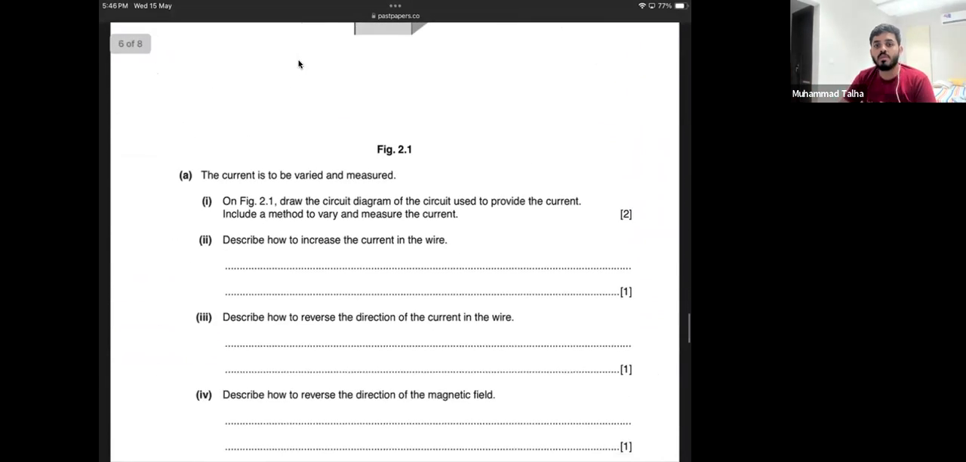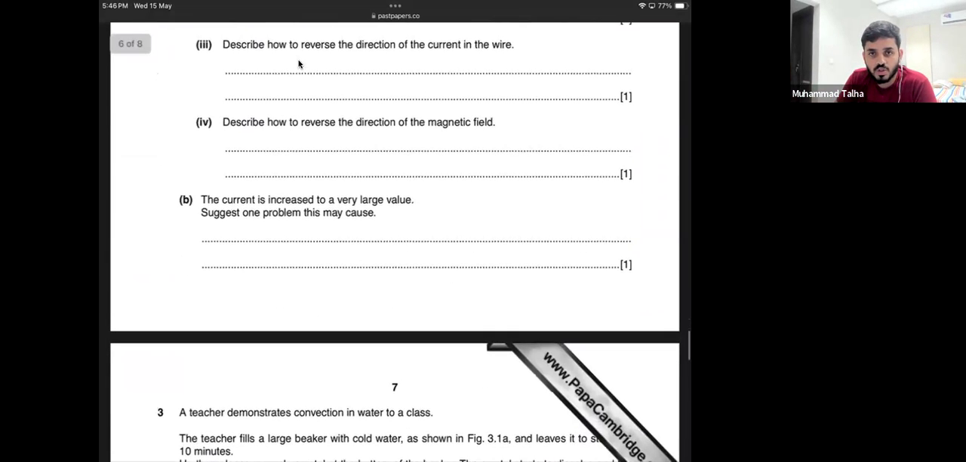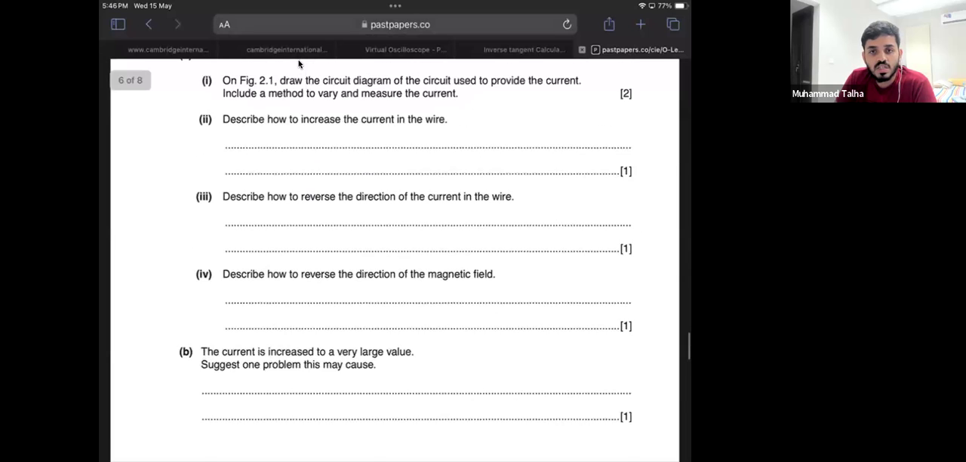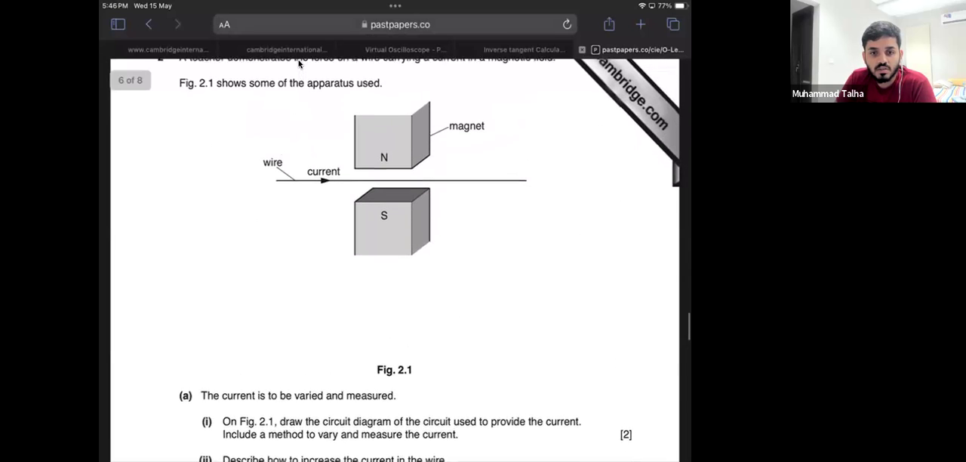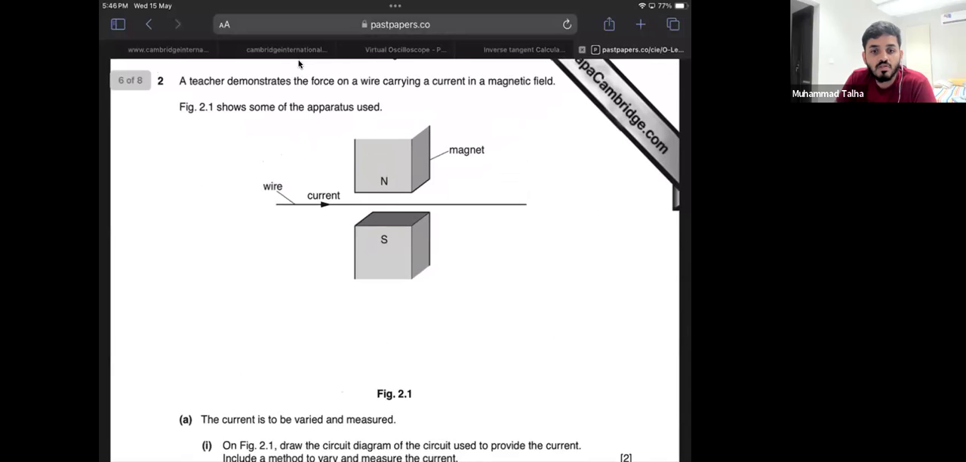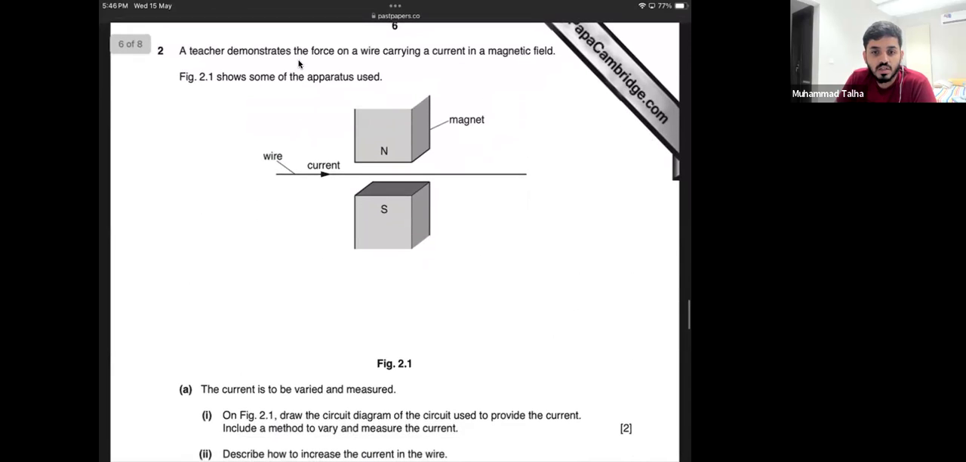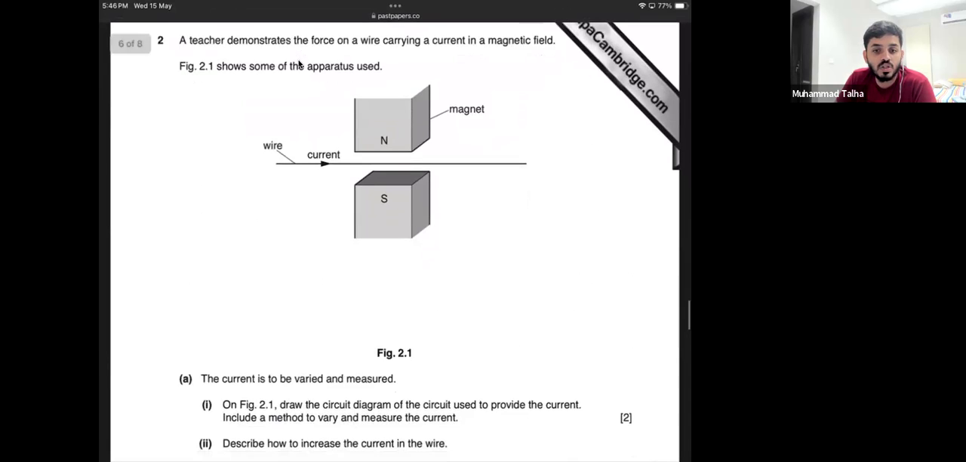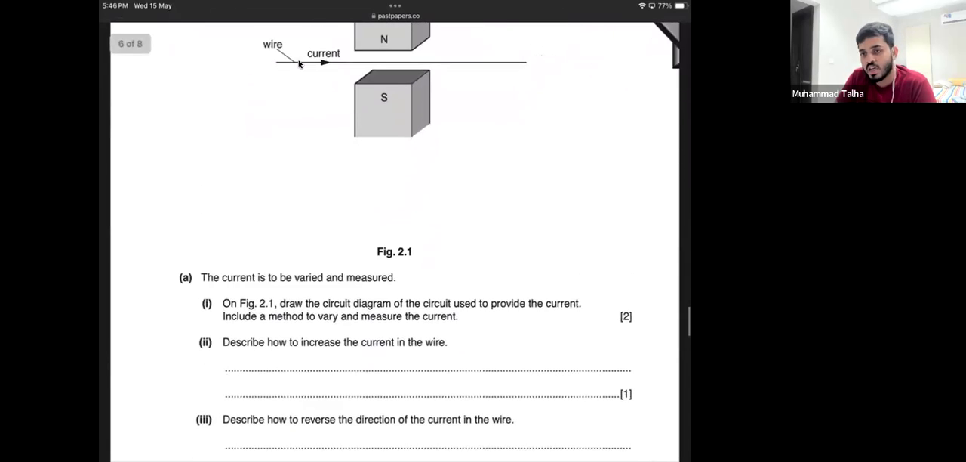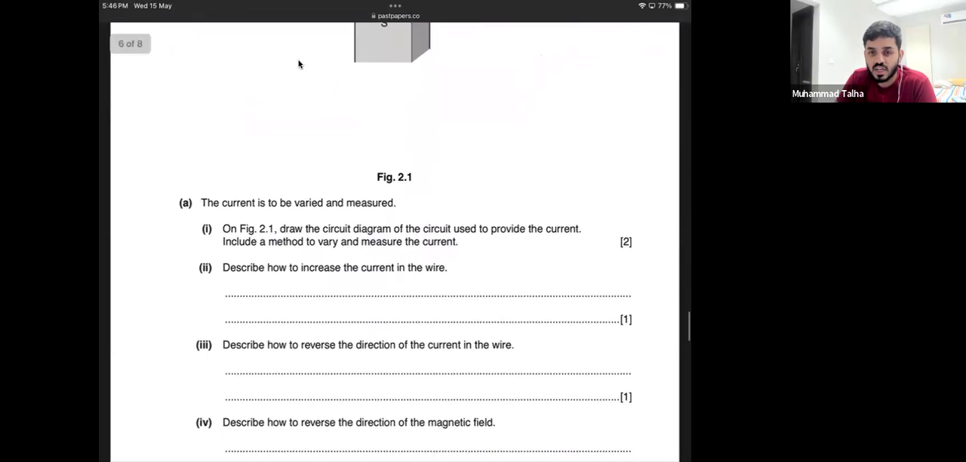This one is on magnetism, electromagnetism. Again, if you know theory in this part, this does help you out. How to increase the current in the wire. The current is to be varied and measured. Draw the circuit diagram of the circuit used to provide the current. Include a method to vary and measure the current. Again, varying the current, the first thing that comes to mind is a variable resistor, right?